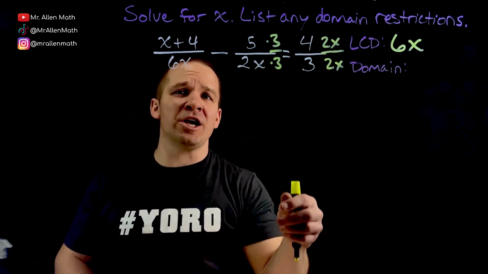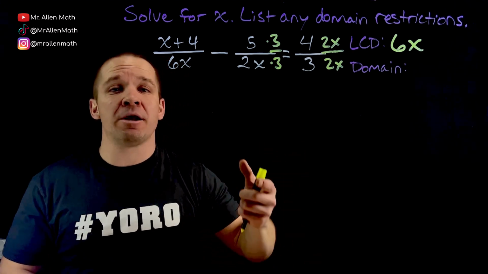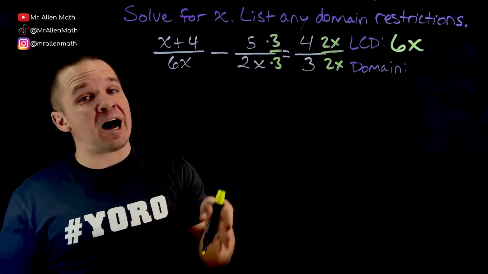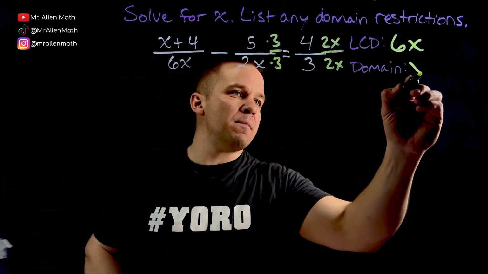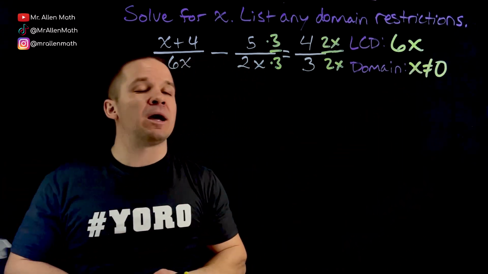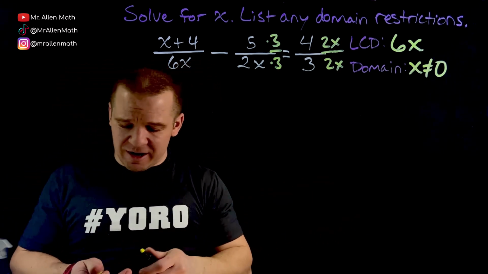What is x not allowed to equal? Well, it's about what would make my denominator 0, because that causes me to divide by 0, which is undefined. So 0 would make my denominator 0. So 0 is my only domain restriction.